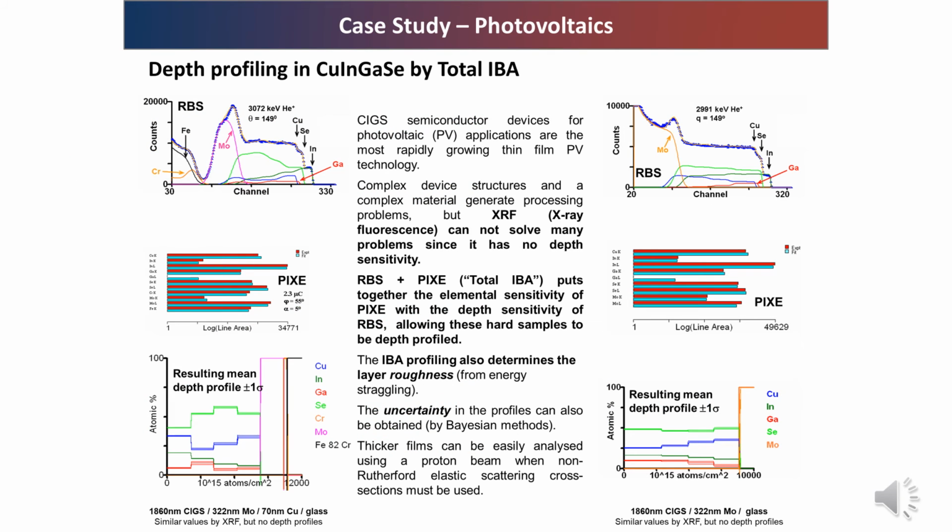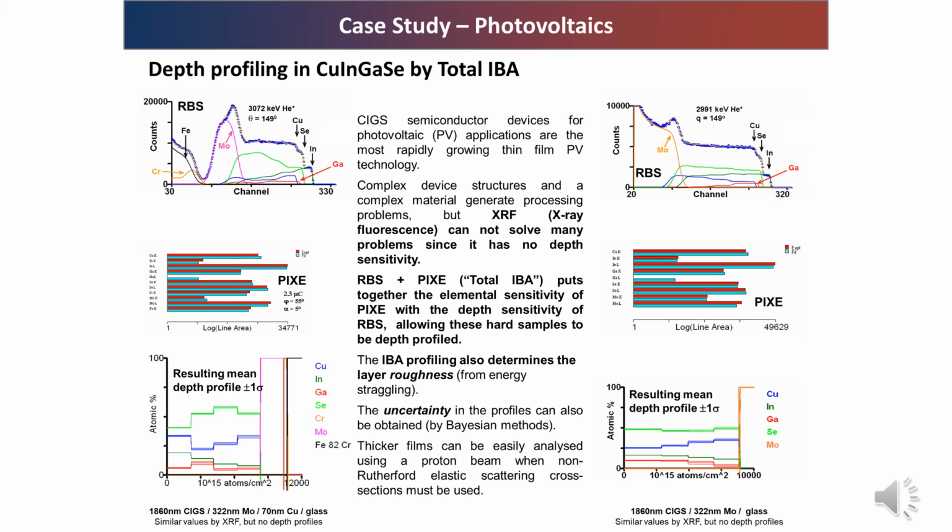So in this study we're looking at a complex 6-layer device structure which is particularly tricky to analyse. We have to use both RBS and PIXE simultaneously to fully analyse the sample. PIXE provides good elemental sensitivity and RBS provides good depth sensitivity, allowing us to correctly interpret the complex spectra that originate from the measurements.